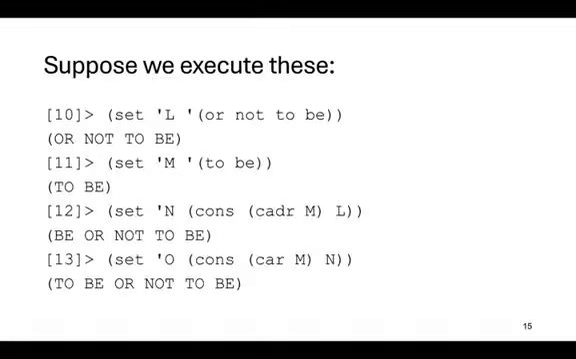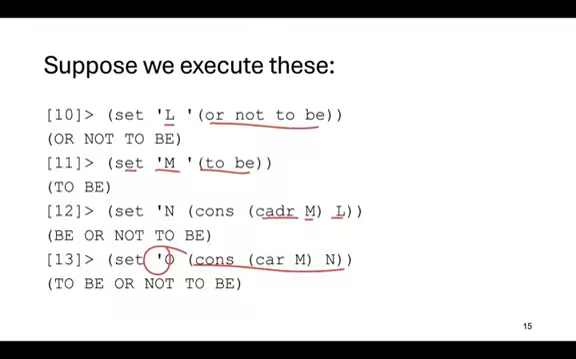So let's say that we have a bunch of instructions here. We're setting a list L to be holding "or not to be." And then we're setting M to the atom "to be." And then we're setting N to be a construction. We're constructing a list by applying this function here to M and L, which is basically going to end up as "to be or not to be." And then we're setting O by constructing another list as well, "to be or not to be."